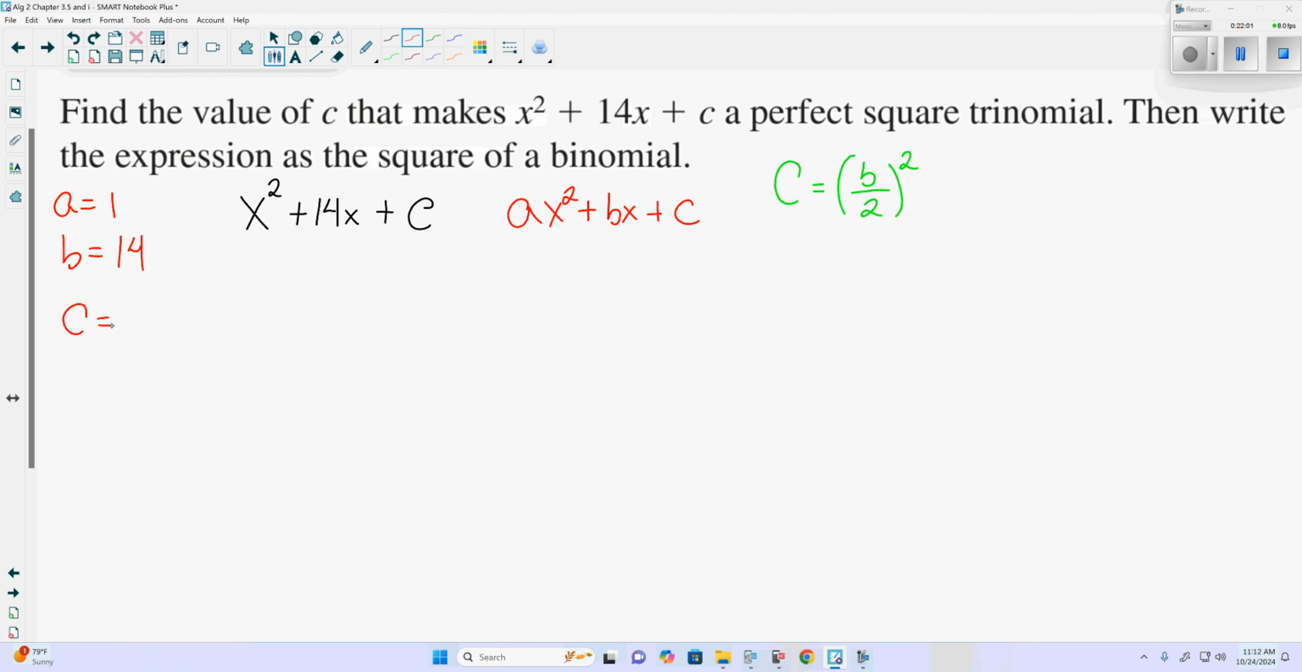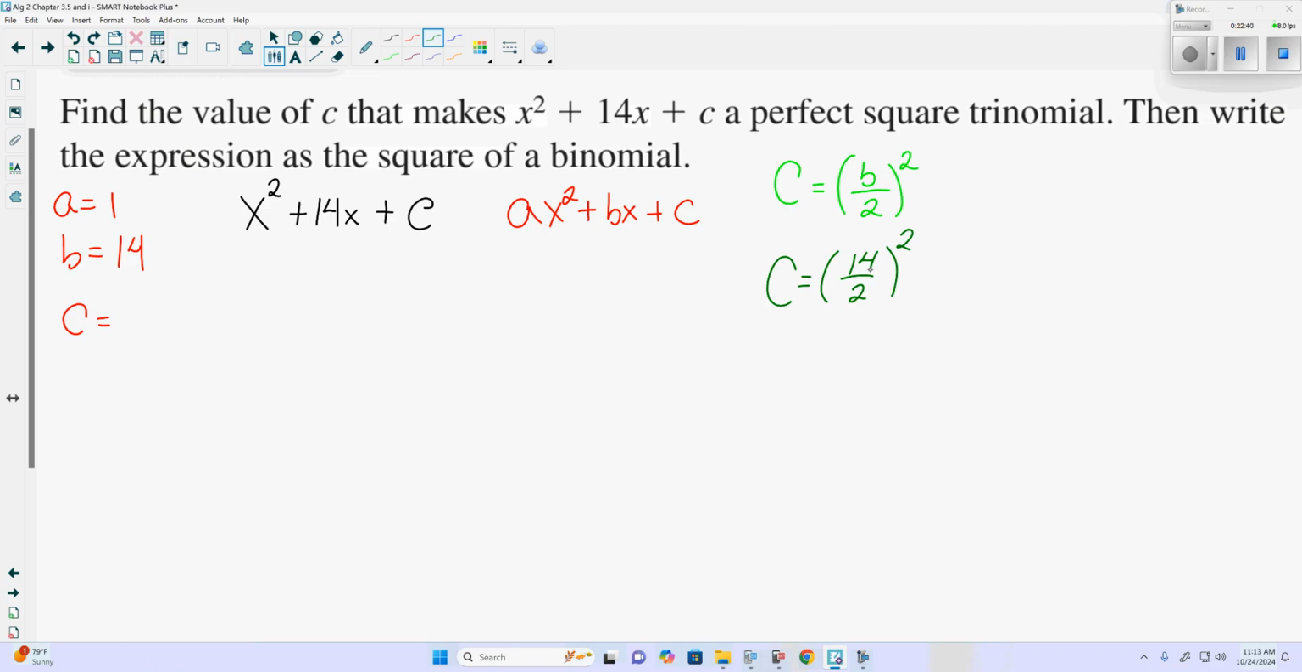Because we need to find a value of c that will make the x squared plus 14x be in such a form that we can rewrite it as a single set of parentheses squared. Now to find that value of c, we're going to use this formula here. c is equal to b over 2 squared. Well, our value of b, we already said, is what? 14. So c's value is going to be 14 over 2 squared.